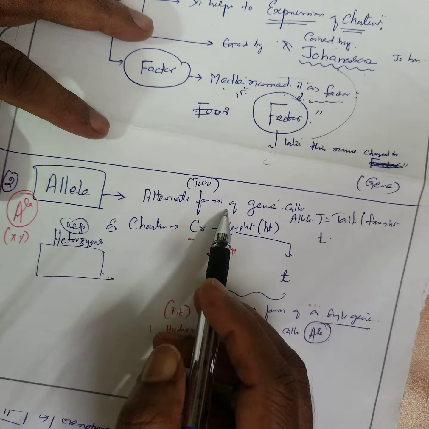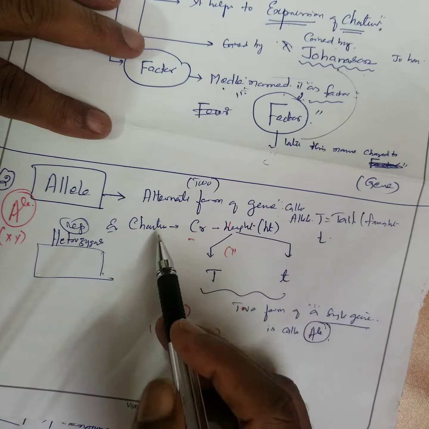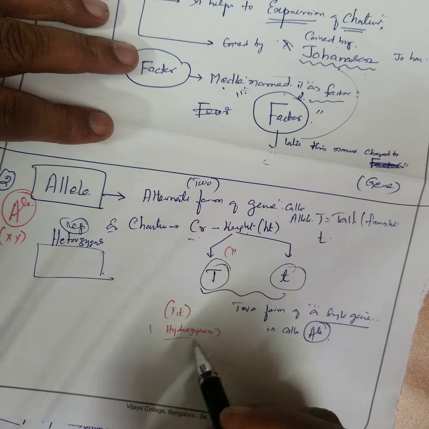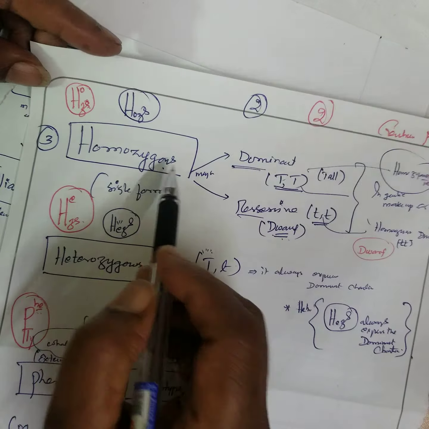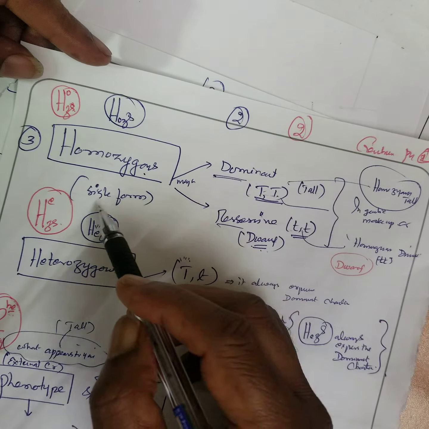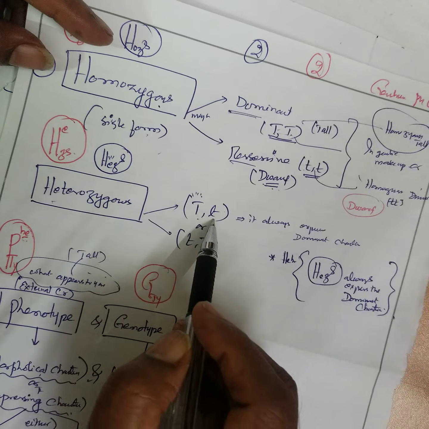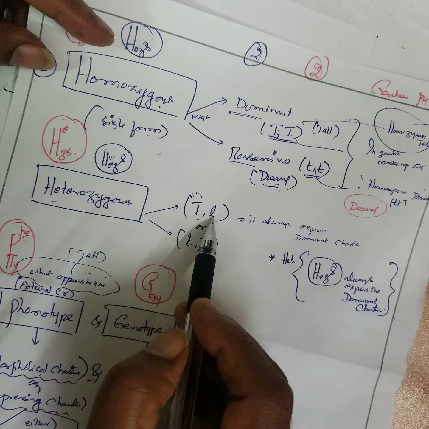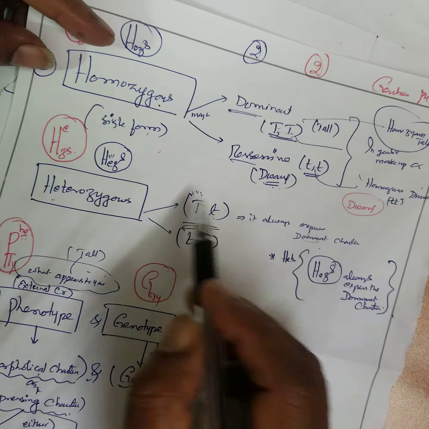Then allele. An allele is an alternate form of a character. For example, for the character of height, one is tall and the other is dwarf. There are two types. Homozygous: both are the same, both tall or both dwarf, a single form. Then heterozygous is what? Tall and dwarf, but it is always expressed in the dominant character.